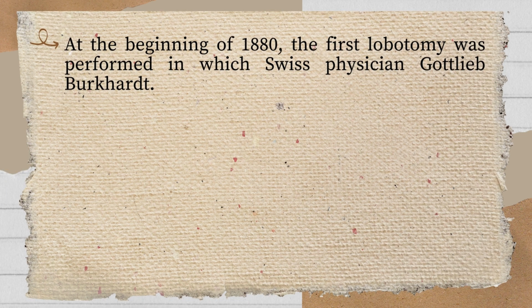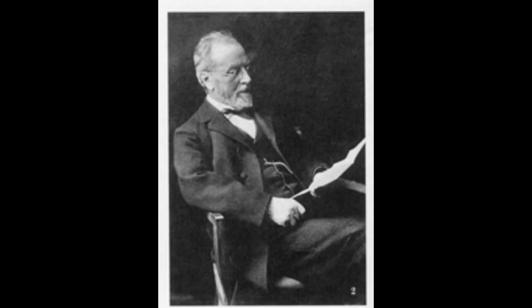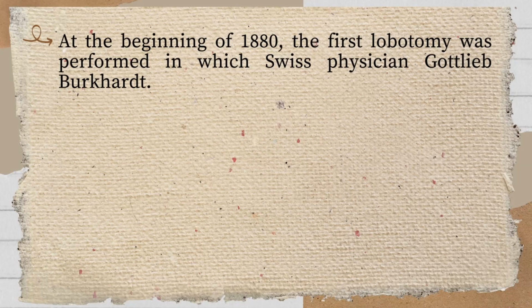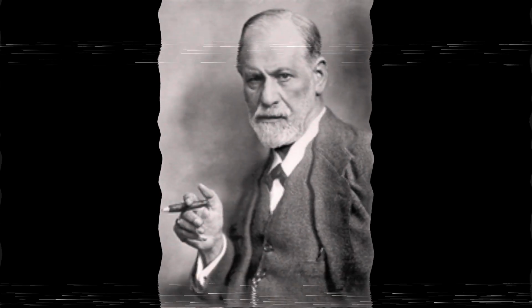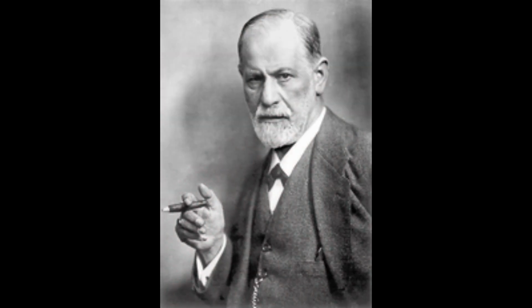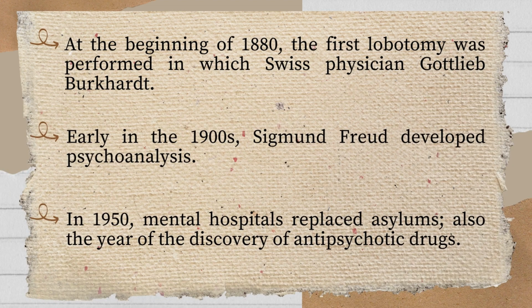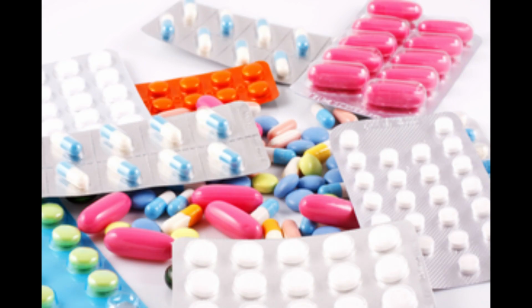At the beginning of 1880, a Swiss physician named Gottlieb Burckhardt performed the first lobotomy, in which he removed some parts of the brain cortex, and his six patients were suffering from auditory hallucinations and other symptoms of schizophrenia. In the 19th century, Sigmund Freud developed psychoanalysis, which is the first psychotherapy that spread from Europe to the United States. In 1950, mental hospitals replaced asylums and antipsychotic drugs were discovered.